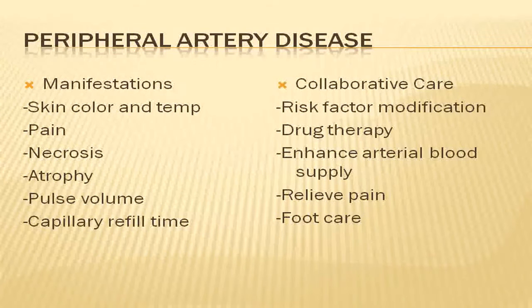an occlusion. And so when we're assessing our patient with peripheral artery disease, we want to auscultate over the arteries. We know we have a femoral artery and we have a popliteal artery. We want to auscultate over those areas to note if we hear a bruit in those areas.